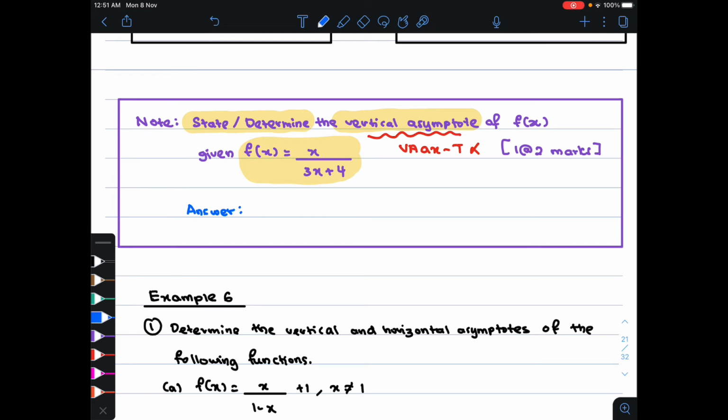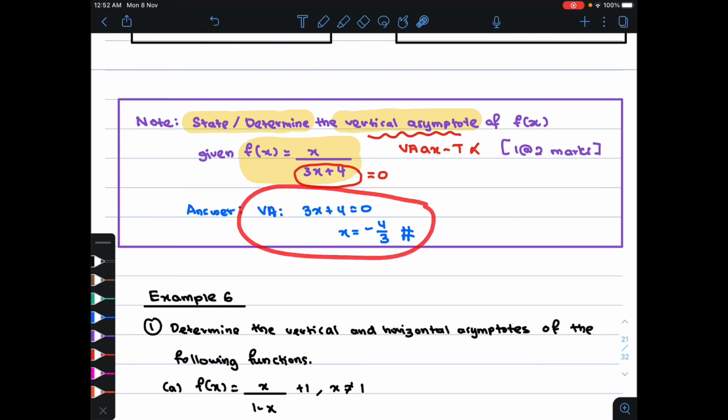And to find vertical asymptote, all you need to do is look at the denominator only, and you always let it equal to 0. Therefore, 3x plus 4 is equal to 0, and hence x is negative 4 over 3. And this already answers this question. Since the question is only 1 to 2 marks, therefore your working steps or your working solutions shouldn't be that long. So why don't we use the VEXT method for this question?